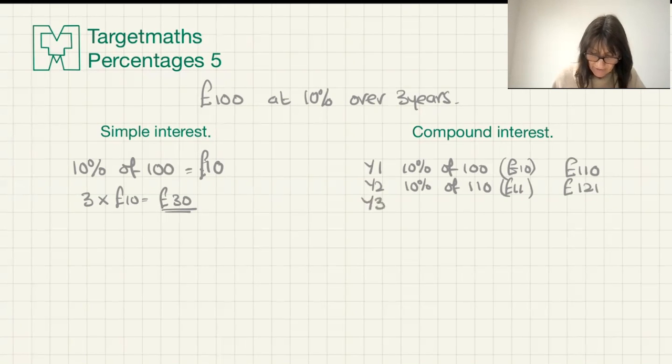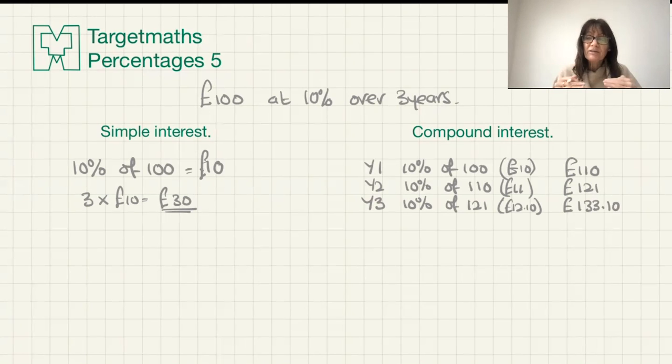At the end of year three, the bank's going to pay me 10% of the £121, which is £12.10. And when you add that on, you end up with £133.10. So you can see that over a period of time, investing in compound interest, especially if the interest rates are identical, is going to be better for you. So those are the two differences.